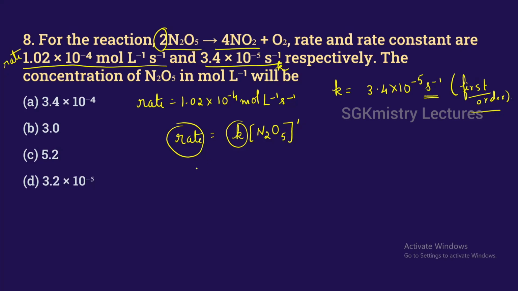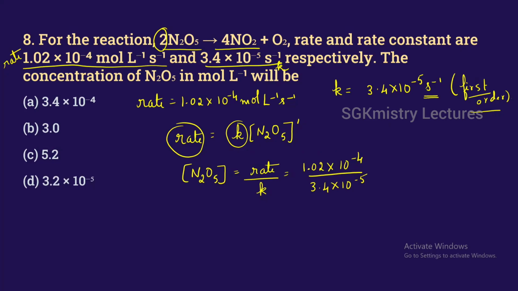So now do the substitution. We have concentration of N2O5 is equal to rate by K. So rate is 1.02 into 10 to the power of minus 4. K value we know is 3.4 into 10 to the power of minus 5. So now we have the value.